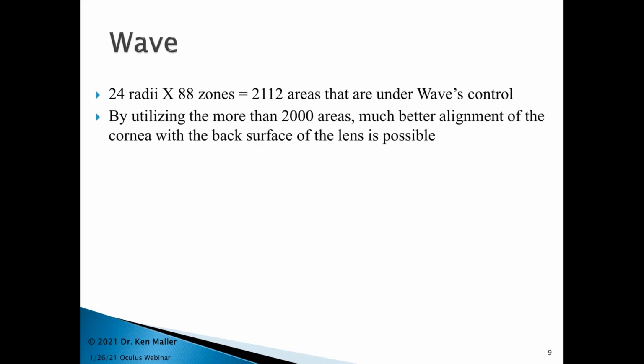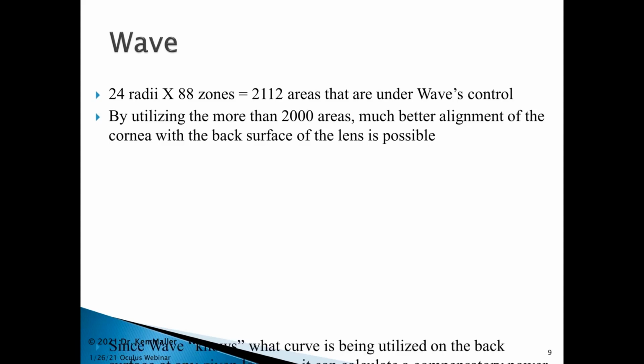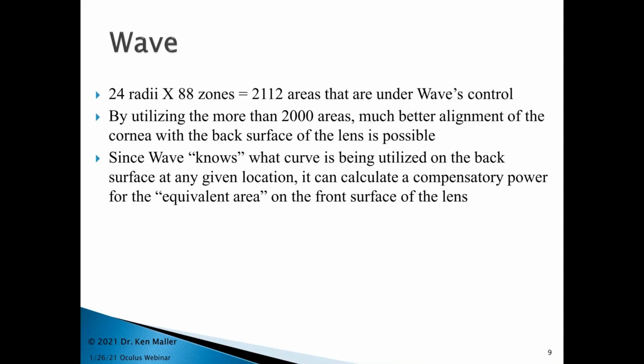Because you have that, you really can align the lens very, very well with the cornea by manipulating the back surface of that lens. Now, since Wave understands what you're doing to the back surface at any given location where those segments are, it can calculate compensatory powers for the front surface to create an equivalent area on the front surface to neutralize that out, so it works like a gas perm lens is supposed to work.